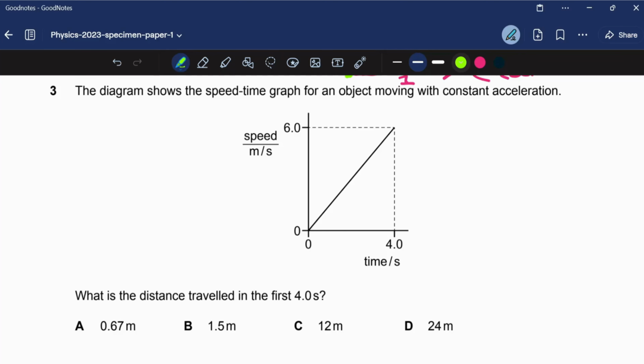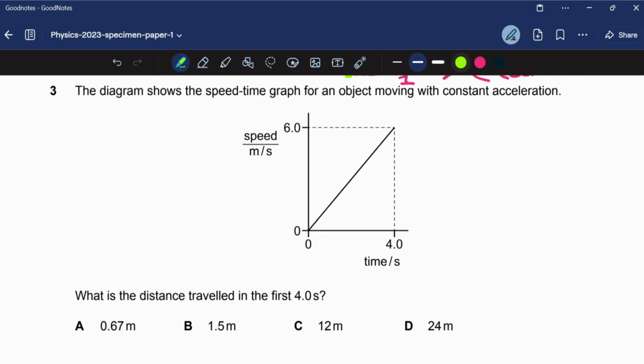The diagram shows the speed time graph for an object moving with constant acceleration. What is the distance traveled in the first 4 seconds? Okay, in this question, we have been given the speed, which is in meters per second, and we need to find the distance traveled in the first 4 seconds.